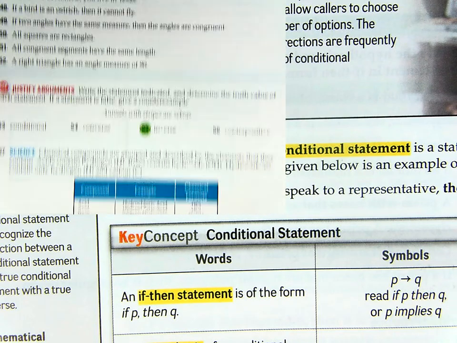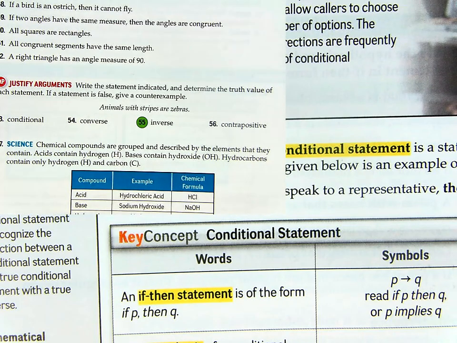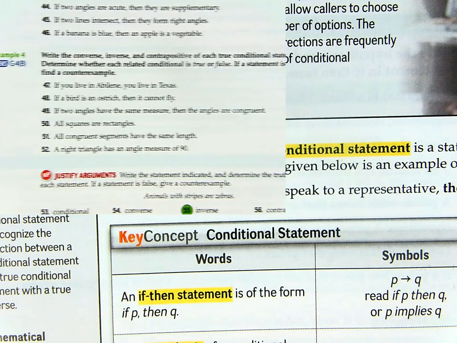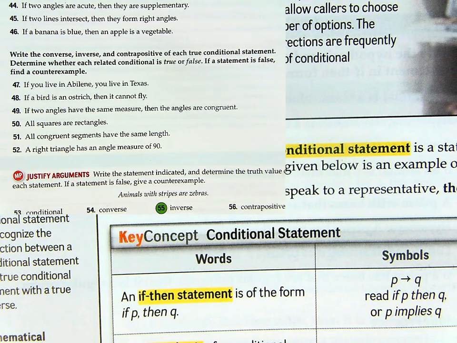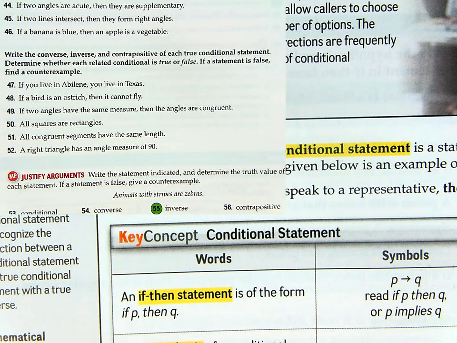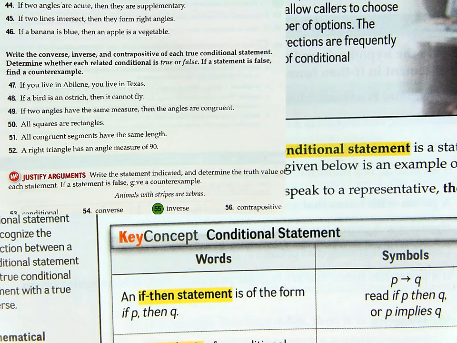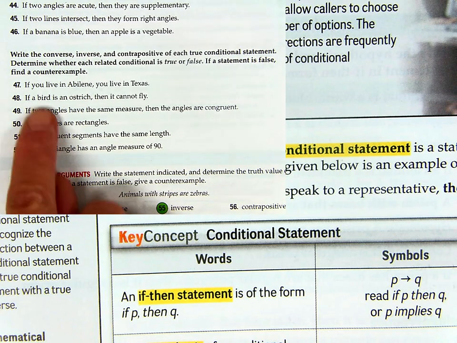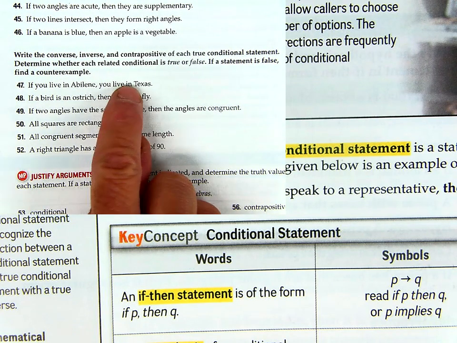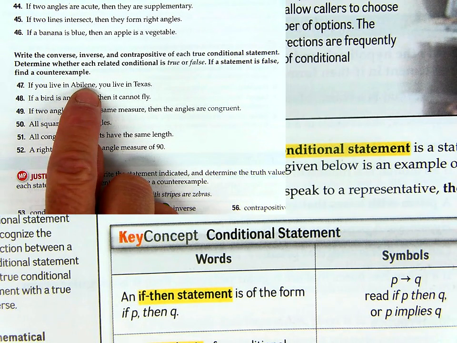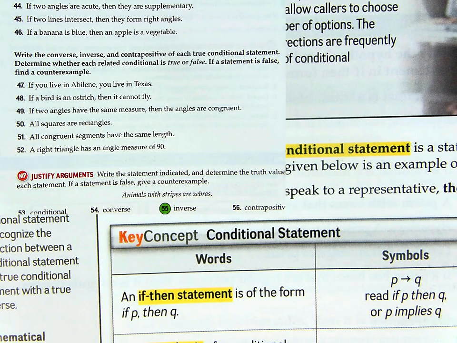Starting with number 47. It says, write the converse, inverse, and contrapositive of each true conditional statement. Determine whether each related conditional is true or false. Okay, so we are to assume that this is a true statement: if you live in Abilene, you live in Texas. We're to assume that's true.